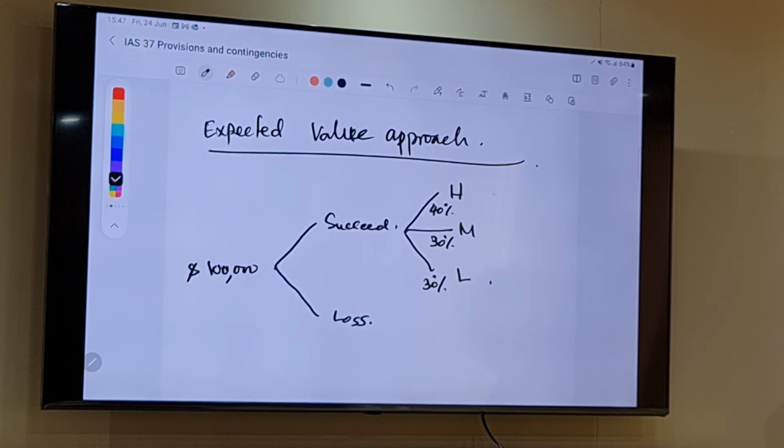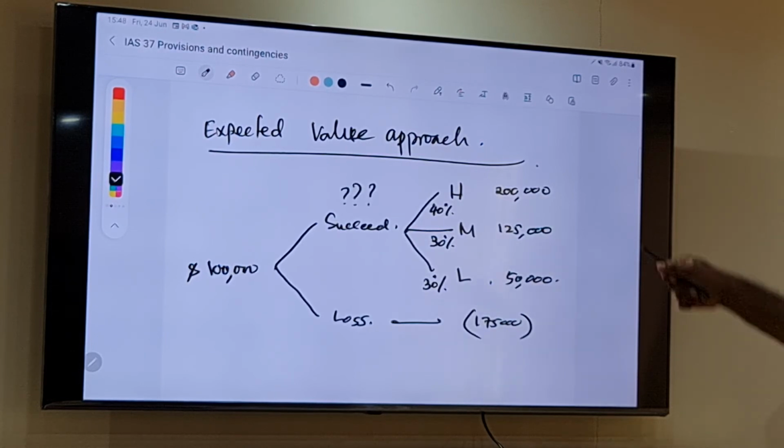High, my profit is $200,000. Medium, my profit is $125,000. Low, my profit is $50,000. So my question is, if I succeed, what is my total profit? How to calculate my total profit? If I lose, my loss is $175,000. Now, my question is, how much is the profit at that point? How to calculate that?